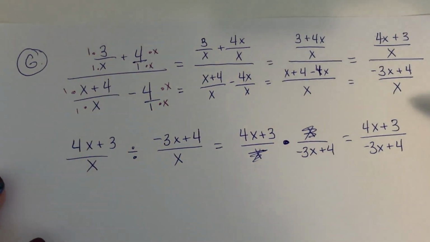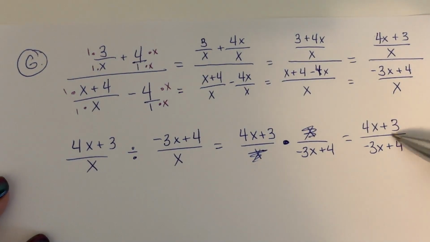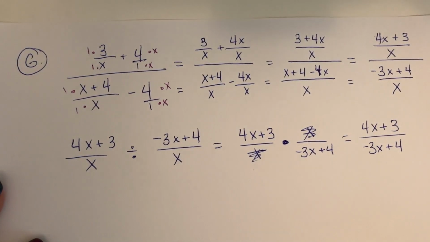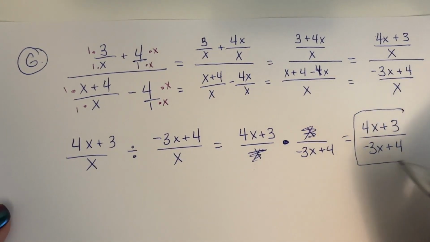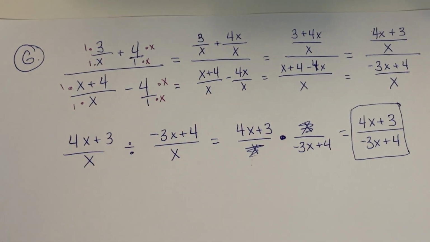So this goes away and this goes away, and you end up with 4x plus 3 over negative 3x plus 4. Now do not start going crazy and crossing out the 3 and the 4. No. When you're doing this, the entire factor has to go with an entire factor. While those have similar numbers, they're not the same. So this is your final answer. And that's kind of it. Those are all the examples.